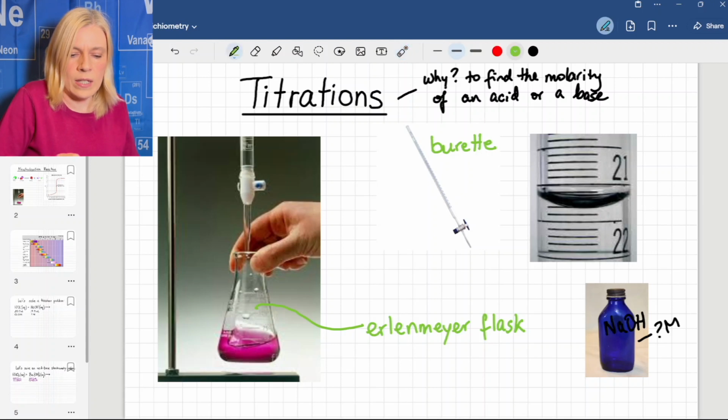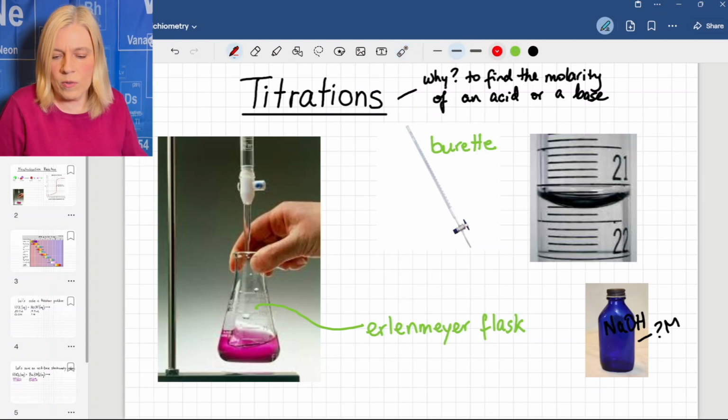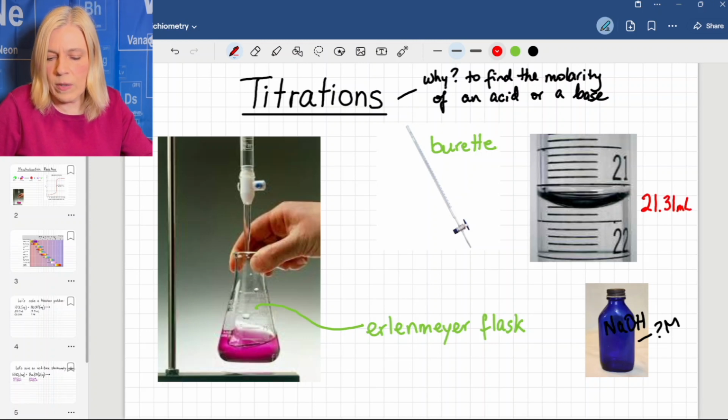So right here, the way to read the volume, we're going to go to the bottom of our meniscus, right? Bottom of our meniscus here. And we know it's for sure between 21 and 21.5. Yes, I think this volume is 21.31. Remember our sig figs? Yes, remember our sig figs. So that's how we will read it.